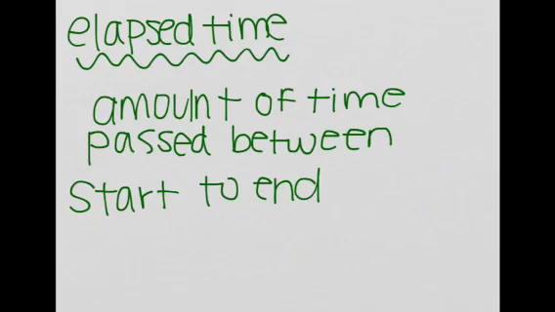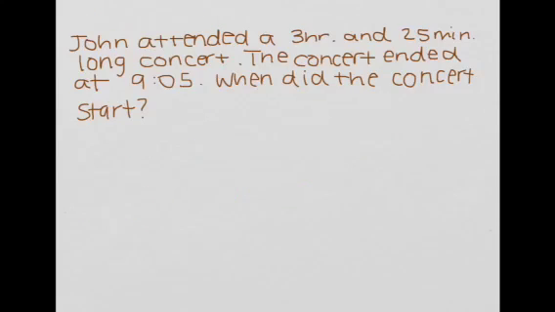Now elapsed time is the amount of time passed between start to end. Okay, so from the starting of a scenario to the end of the scenario, how much time passed between them, that is the elapsed time. So let's do a quick problem. It says, John attended a 3-hour and 25-minute long concert. The concert ended at 9:05. When did the concert start?